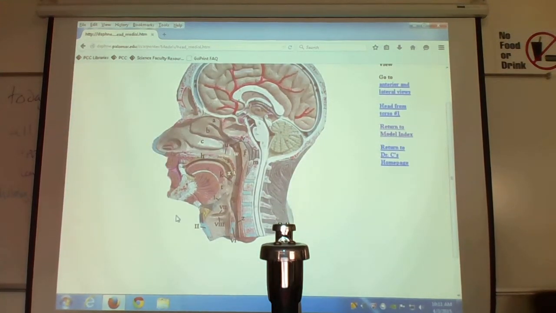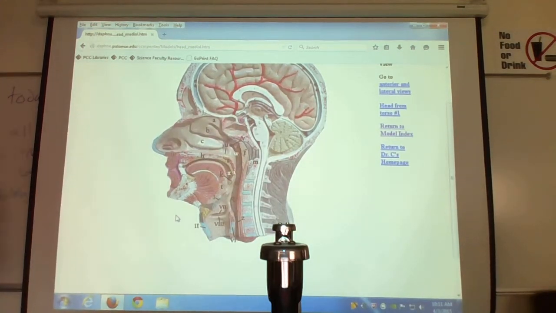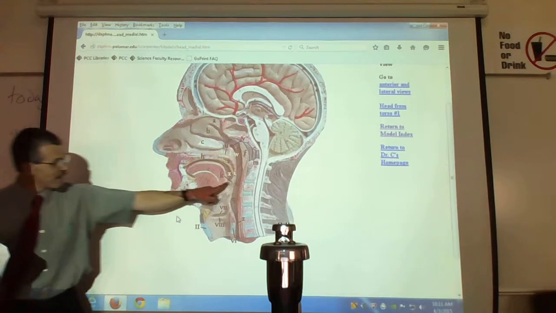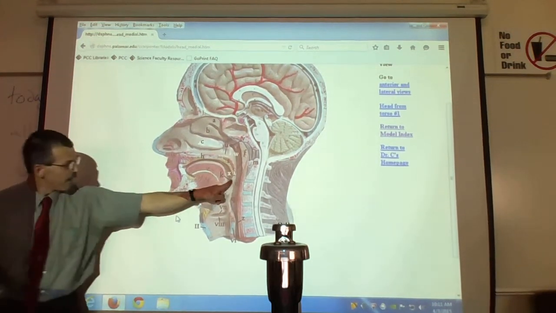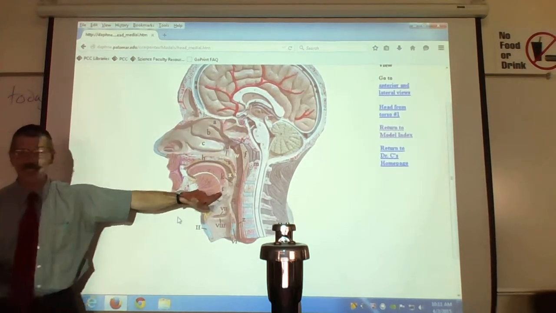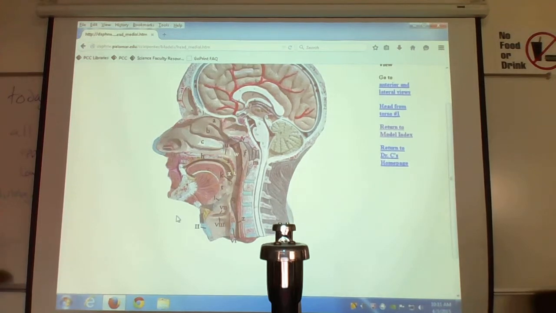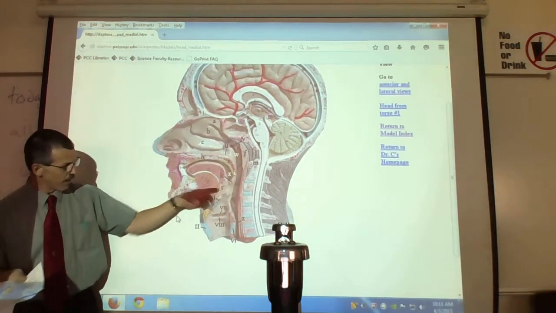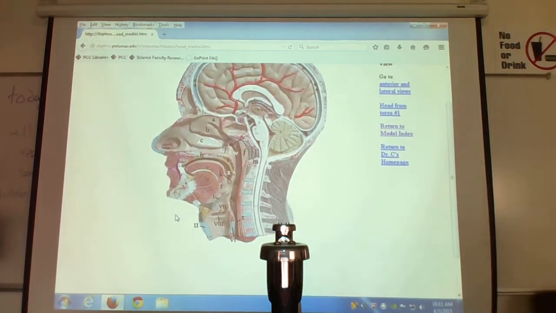Let's see. What letter do you think is the palatine tonsil? K. That's the one that when you get your tonsils out, the ones in the throat, that's what they're talking about. There's also a tonsil at T. Can anyone guess what that is? That's your lingual tonsil, on your tongue. So you have tonsils on your tongue. You have two on the side of your throat, which are the palatines.